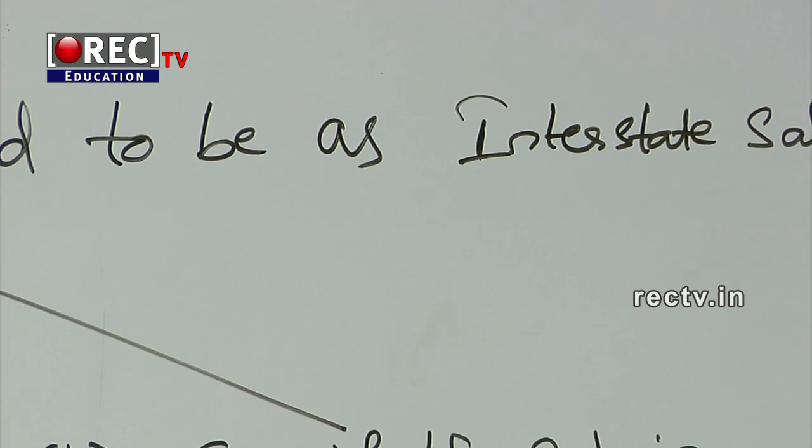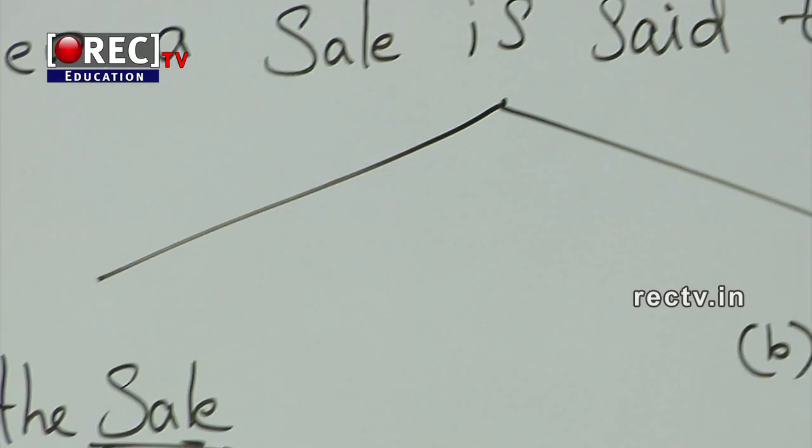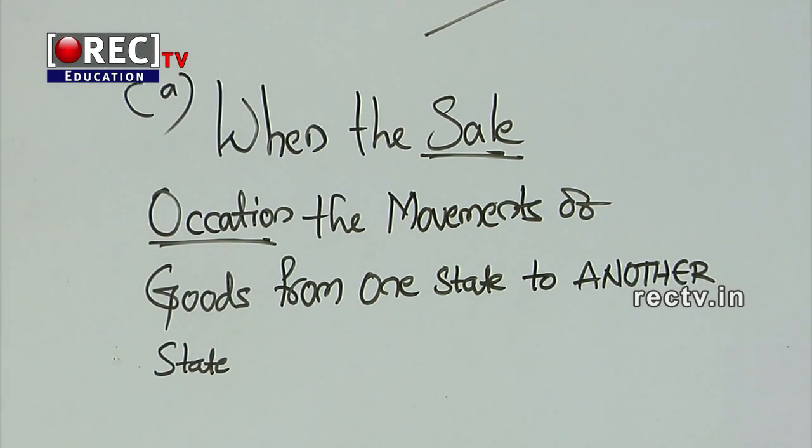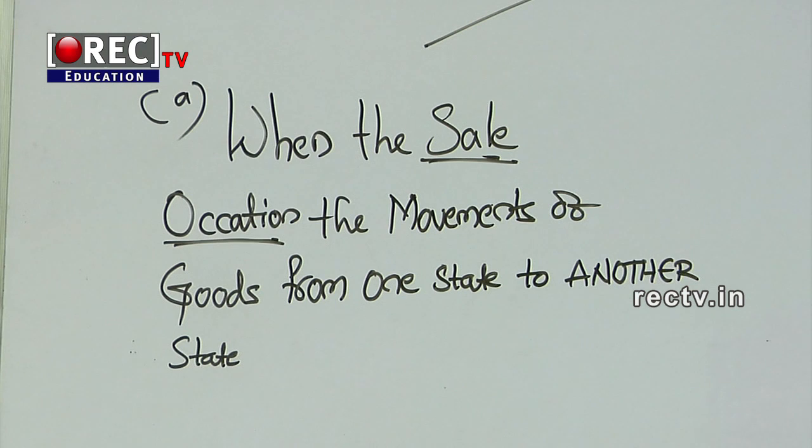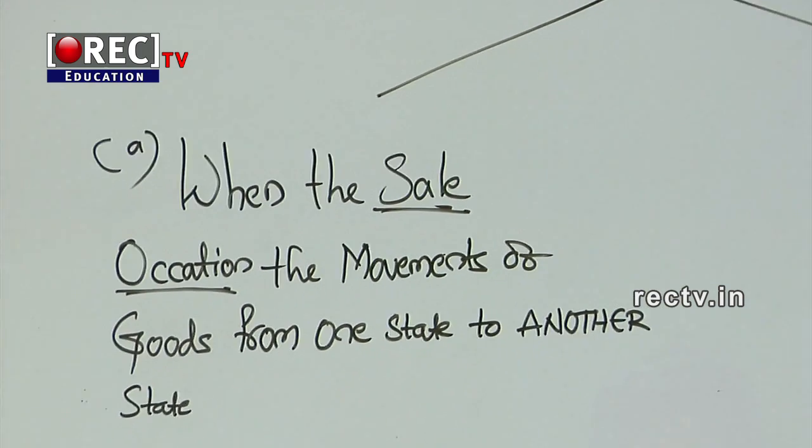So we have two definitions to say the sale is an interstate sale. One is, so friends, when the sale occasions the movement of goods from one state to another state, then we can say it is an interstate sale.